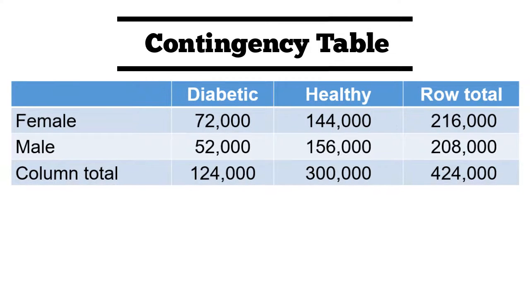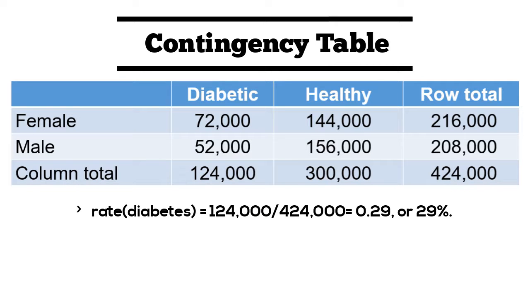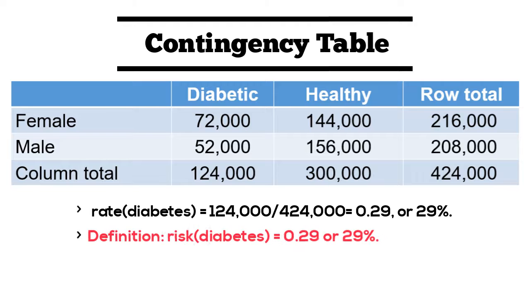Table A categorizes a hypothetical adult population of 424,000 people by sex and by diabetes status. The rate of diabetes is 124,000 over 424,000, or 0.29 or 29%. We shall call the number 0.29 the risk of diabetes for the population. It is useful to compare risks across populations from different countries.